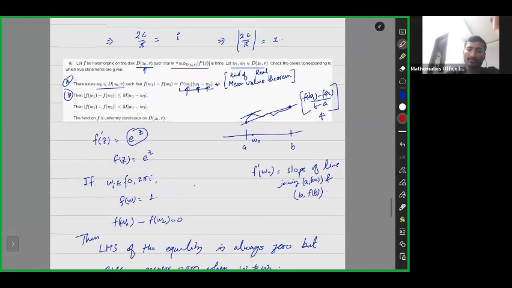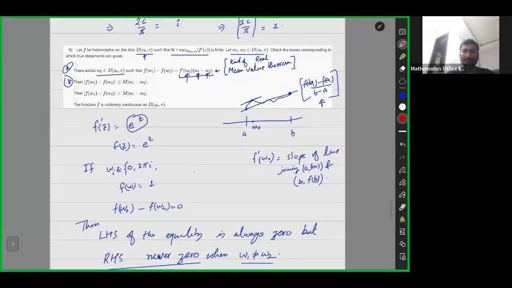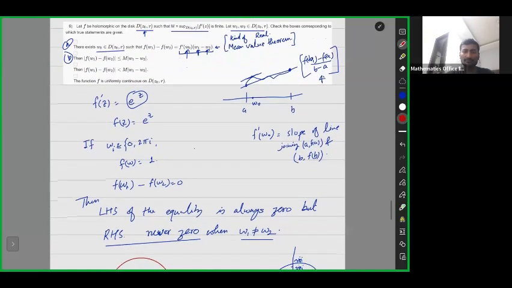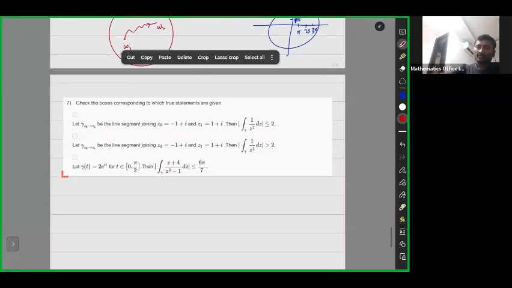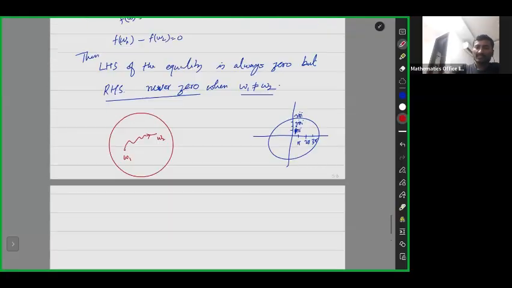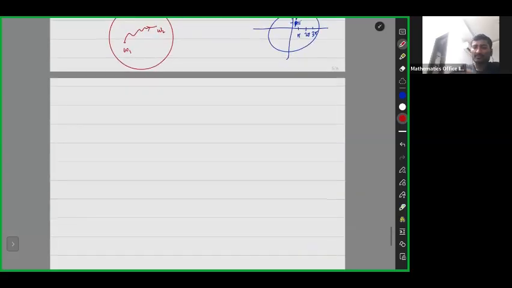But we are taking M to be the supremum of the modulus of f prime z. Okay, so let's see what we can do for this. f(w1) minus f(w2). So f is holomorphic, so is f prime holomorphic.